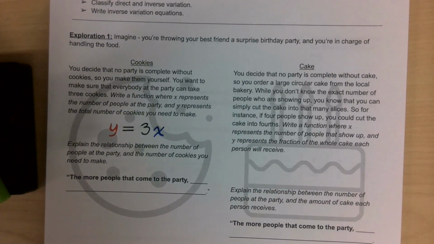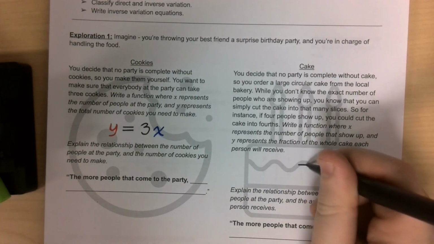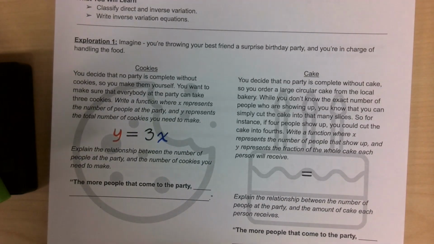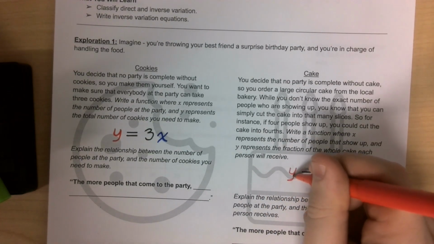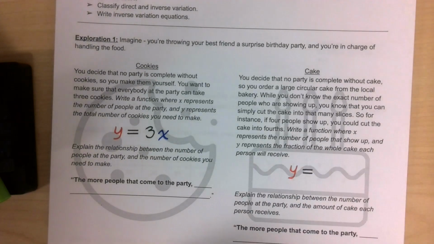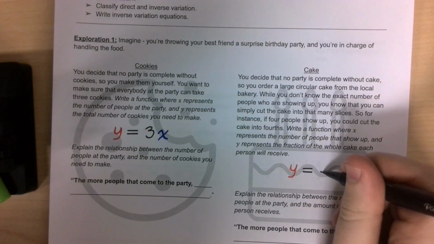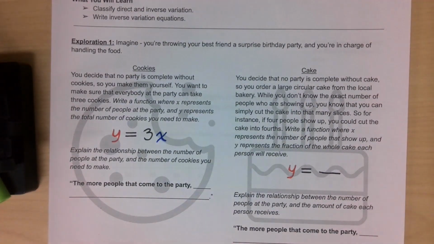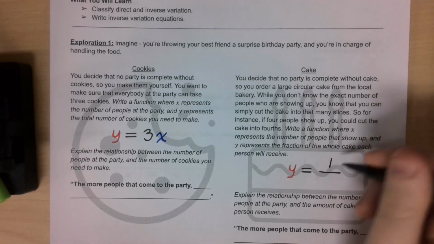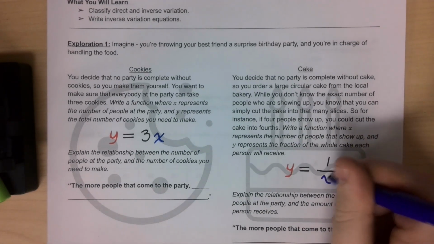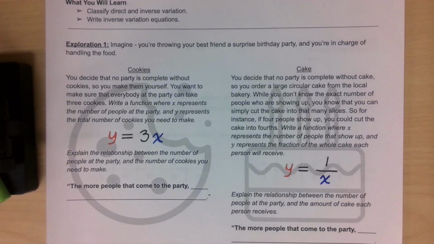Now, if we were to look over here at the cake, though, things are a little bit different. In fact, it's a little bit trickier. Once again, y is going to be the amount of cake each person will receive. Here's the deal, though. If we have a lot of people, we get a little cake each. If we have few people, we get a lot of cake each. We may have realized that we have to write this as a fraction. 1 cake divided by how many people there are will tell us how much cake each person gets.